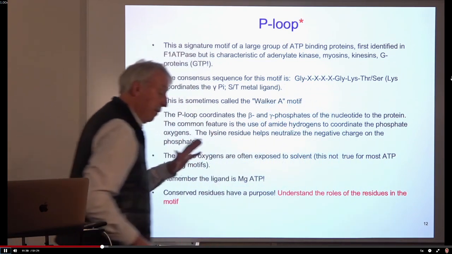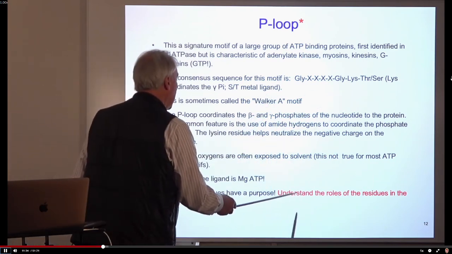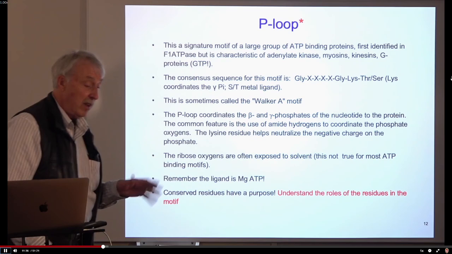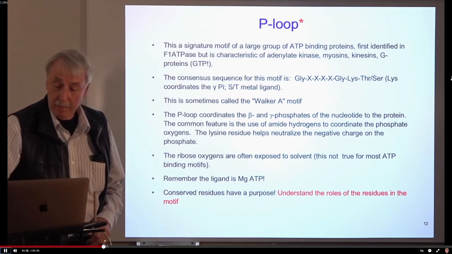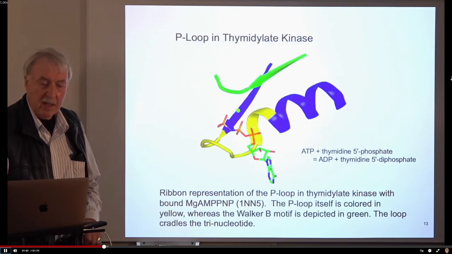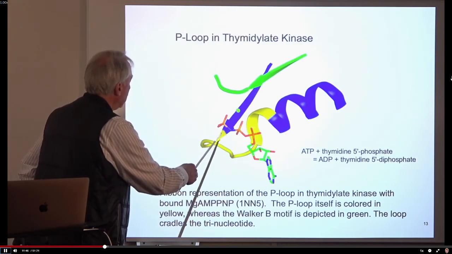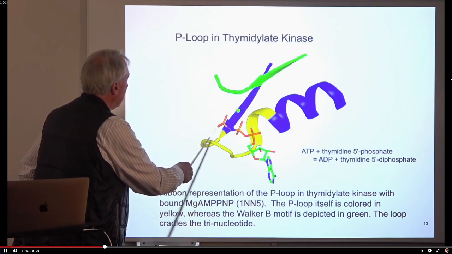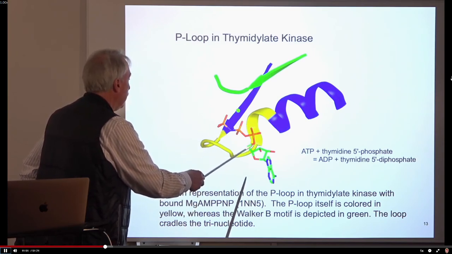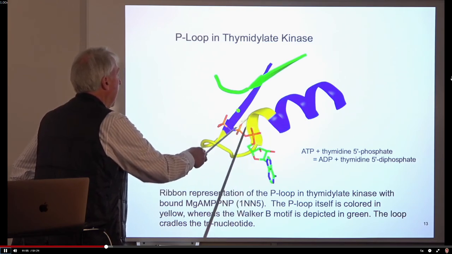You have to remember the general features, but you don't have to remember the motif itself. I want you to understand the roles of the residues and why they're appropriate. So if we look at the P-loop motif as observed in thymidylate kinase, what you see is that the motif itself starts at the end of a beta strand, goes through a loop, hence the name loop, and consists of the first half of a turn of alpha helix.